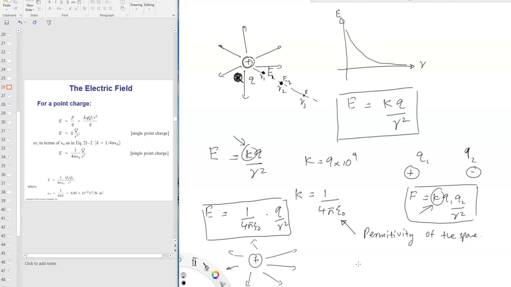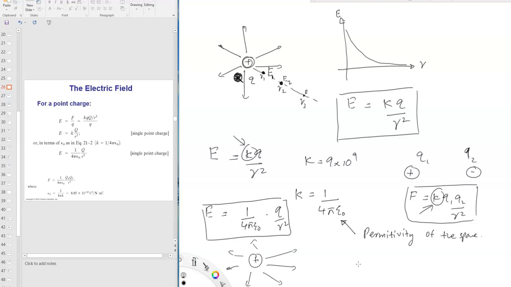Free space means empty space, which is the best. Highest permittivity, electric field lines can pass without any obstructions. Our atmosphere is not really free space, it has gases in it, but still it's not that bad, it's good. Certain materials, certain mediums won't allow electric fields to pass through them, so these things won't create much electric field. They won't have a lot of force between the charges. Okay, so that's the idea of this.